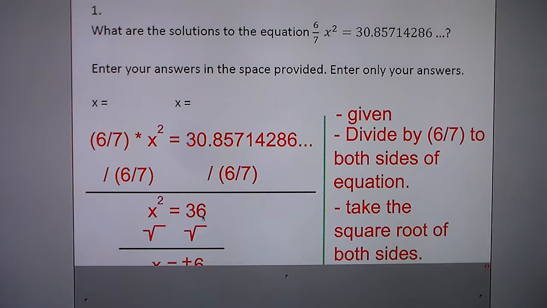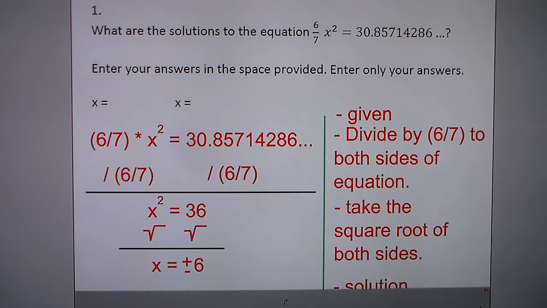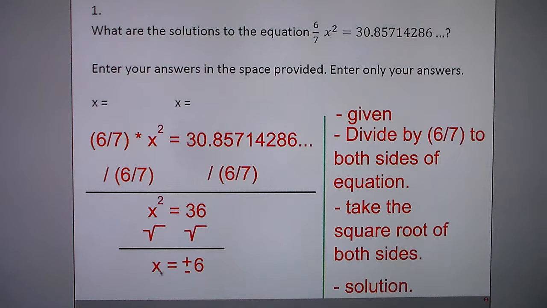Take the square root of 36 on both sides, and we get our solution of x equals plus or minus 6. Remember, this stands for plus 6 and minus 6. So our two answers for x are positive 6 and negative 6.